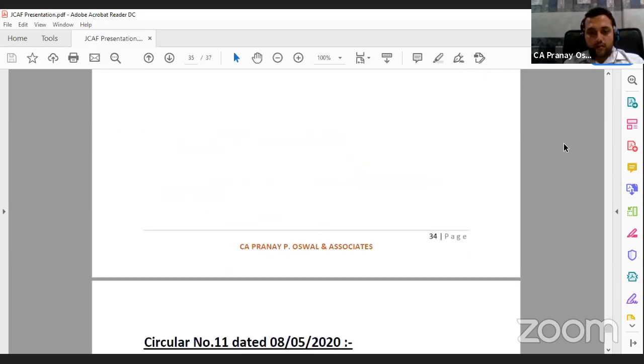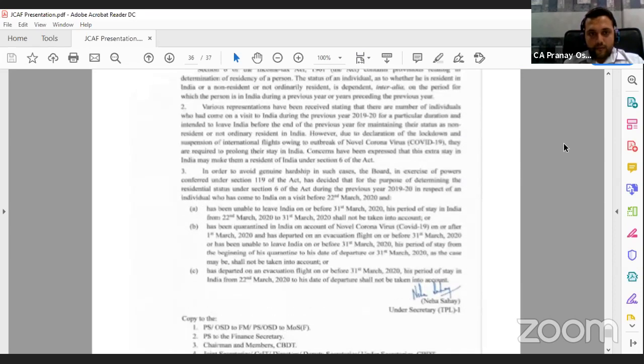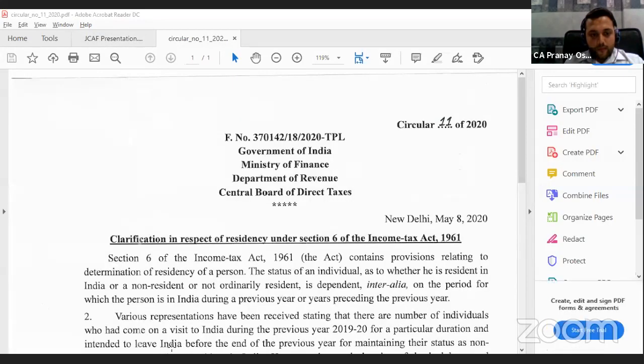The circular is as follows. I'll just open the circular. The circular is as follows. Here it is not visible clearly. I'll just try to open the main link.